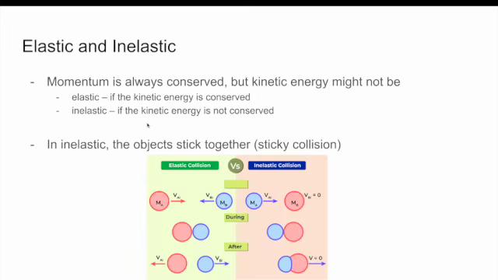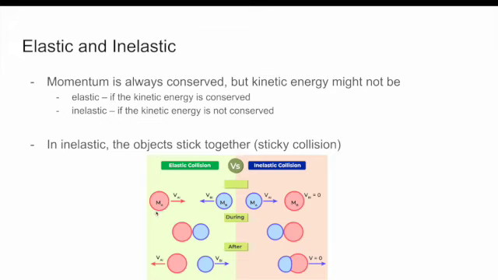Now let's look at inelastic and elastic collisions. In any collision, momentum can always be assumed to be conserved so long as there is no external net force, but kinetic energy is not always conserved. You might be wondering, what is kinetic energy? That's not really something you need to know right now. We'll cover that in the next topic, 8.3, but we just need to know that if kinetic energy is conserved, the collision is elastic, and if it's not conserved, the collision is inelastic. In an inelastic collision, the two objects stick together, so it's called a sticky collision.